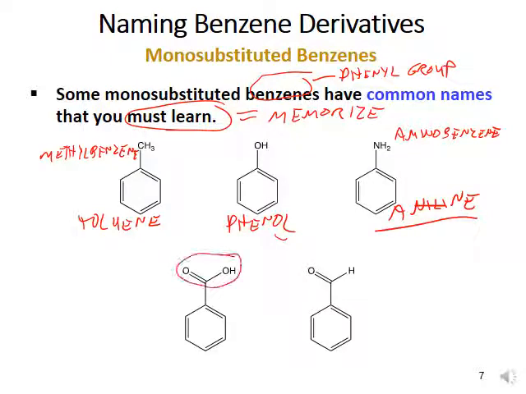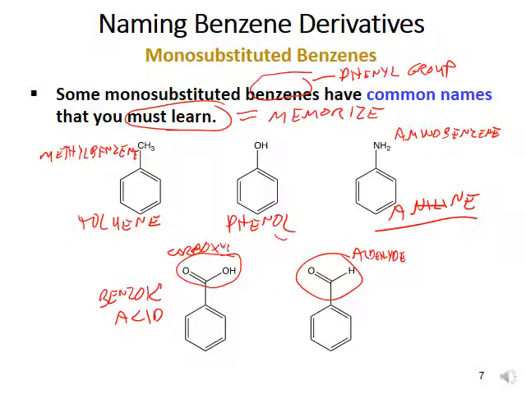This is a carboxyl group, and the common name for this is benzoic acid. Benzoic acid. And because this is an aldehyde group, this is a carboxylic acid group, or carboxylate group. This stuff is called benzaldehyde.